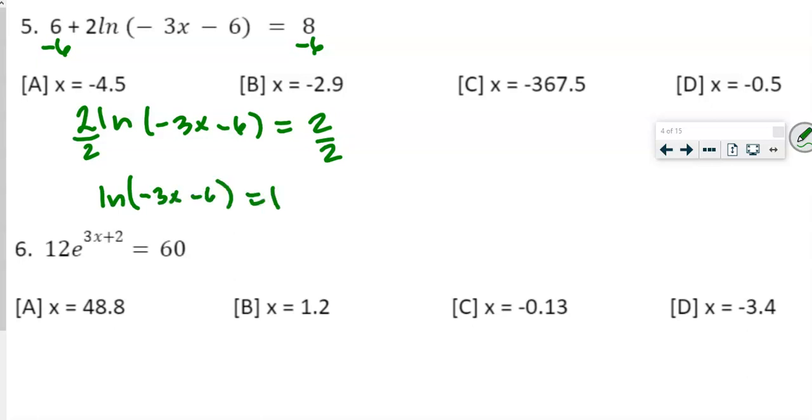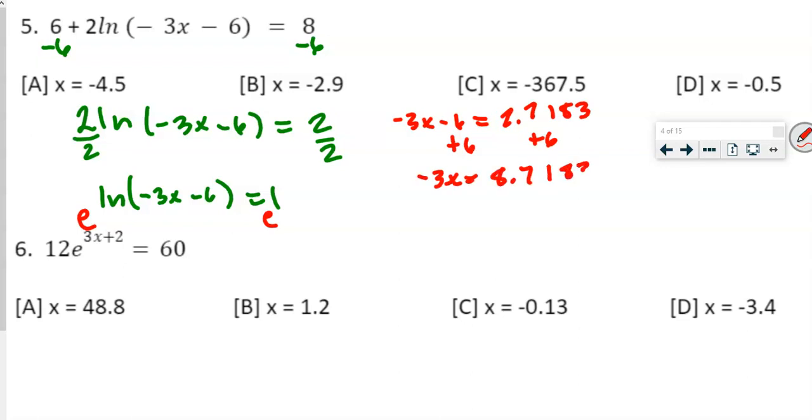Now we're going to take e of both sides to get rid of the ln. So that's going to give us negative 3x minus 6 equals e to the first, which is going to be 2.7183. Then we're going to add 6 to both sides. So when we do that, we get negative 3x equals 8.7183. And then we're going to divide both sides by negative 3. So x is equal to negative 2.9.